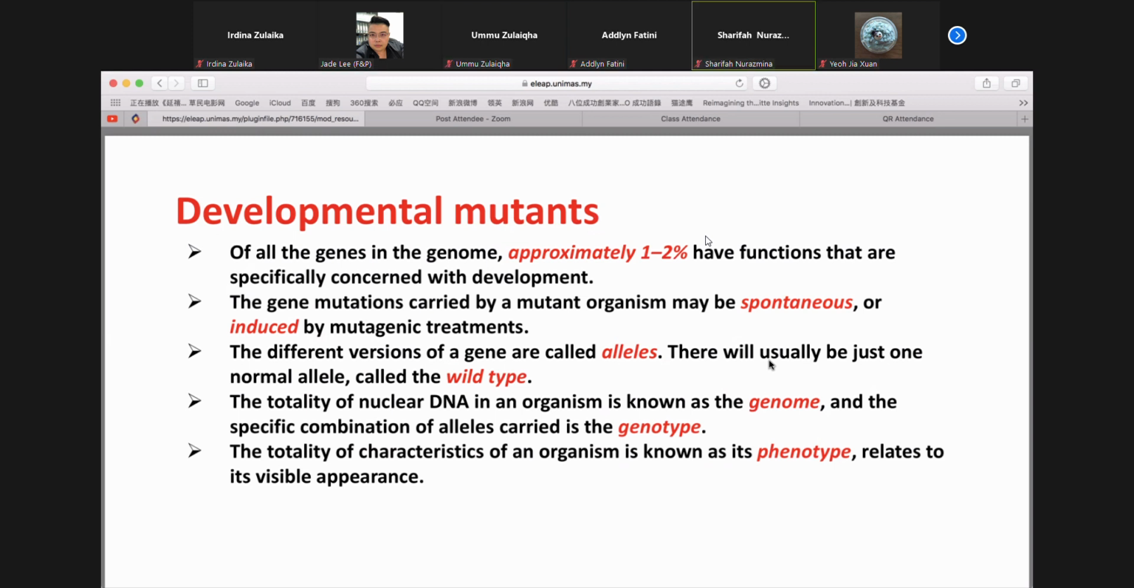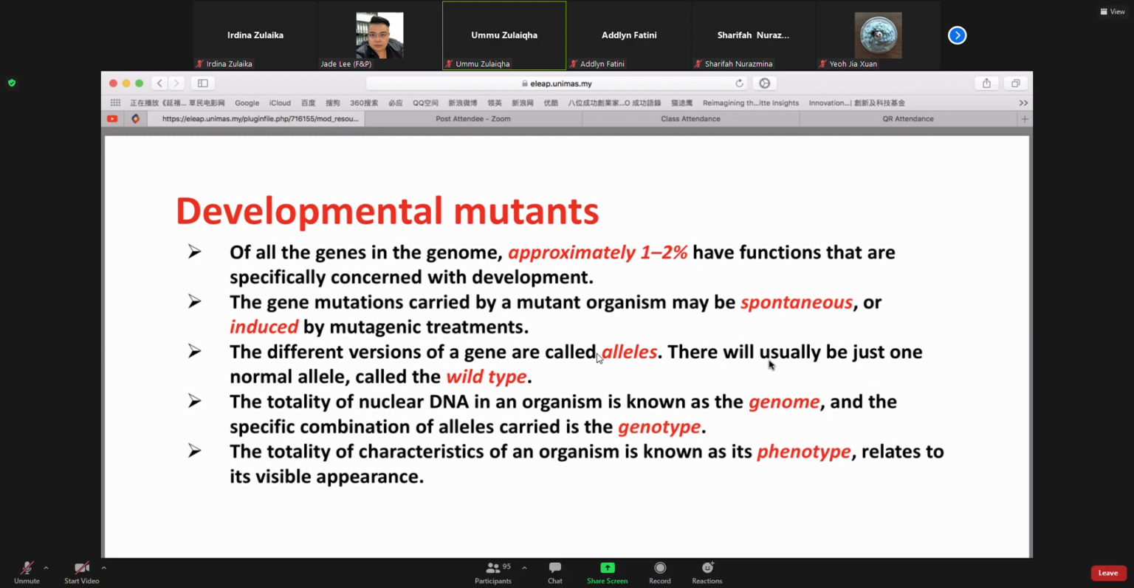Yes, very good. The totality of the nuclear DNA in an organism is known as the genome, and the specific combination of alleles carried is what we call the genotype. I hope you still remember this. The totality of the characteristics of an organism is known as the phenotype, which is related to its visible appearance. What you see, what you observe, that is what we call the phenotype. Remember? Very good.